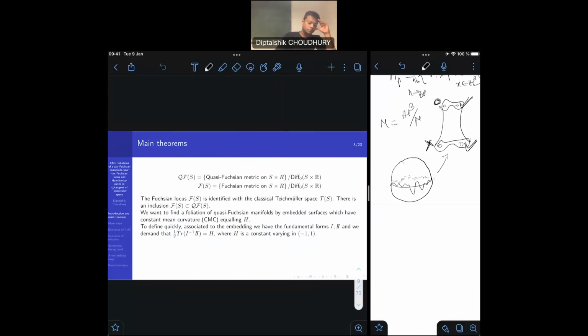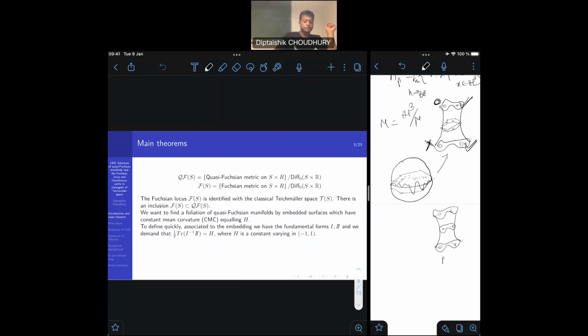mentioned here: once you have the limit set, you can construct the convex hull of it, which gets quotiented to something called the convex core of the quasi-Fuchsian manifold. The Fuchsian manifold also has a convex core, but in that case it is essentially the geodesic copy of the surface inside the manifold, seen as a quotient of the copy of H2 which had the boundary as the limit set in the Fuchsian case.